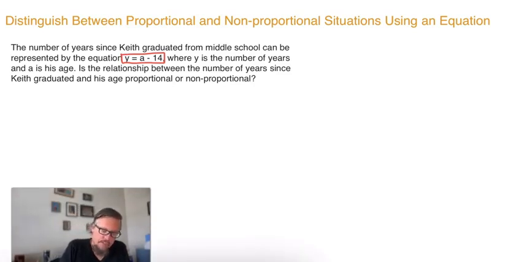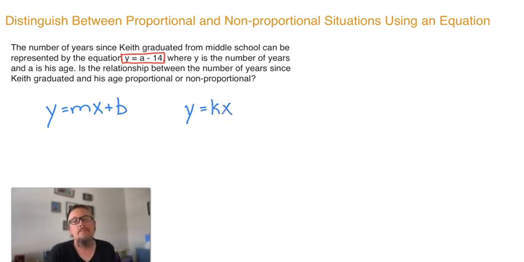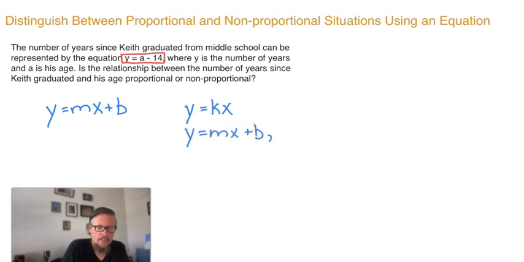Our slope-intercept form of an equation is y = mx + b, and our proportional form of an equation is y = kx. The difference between these two, other than one using m and one using k, is the plus b on the end. In fact, sometimes we have said a proportional relationship is y = mx + b, but b is 0, meaning it does not have a constant added or subtracted onto the end. So this is what proportional looks like, and this is what non-proportional looks like.